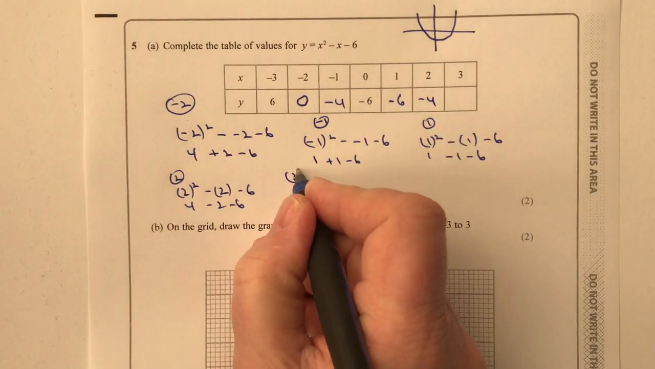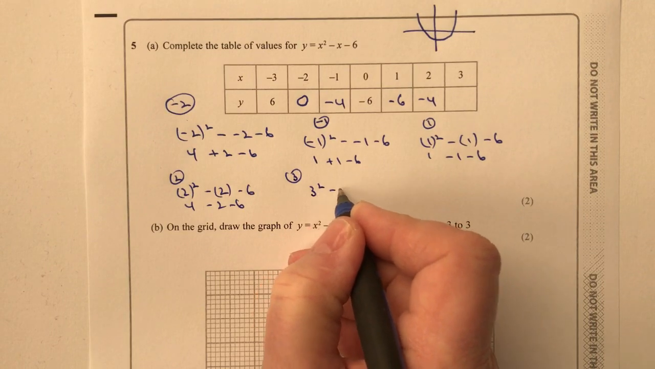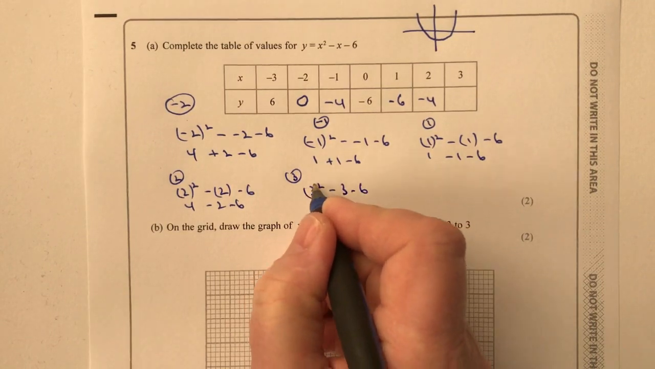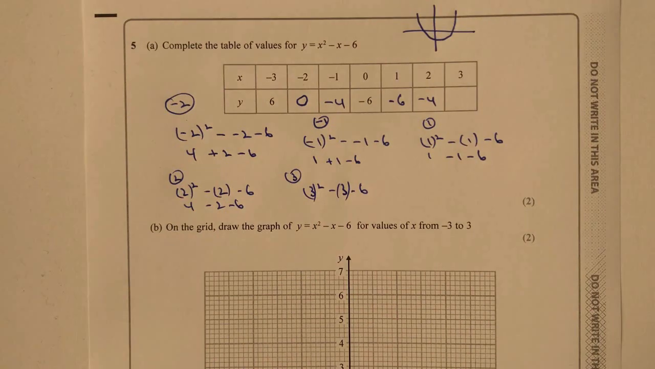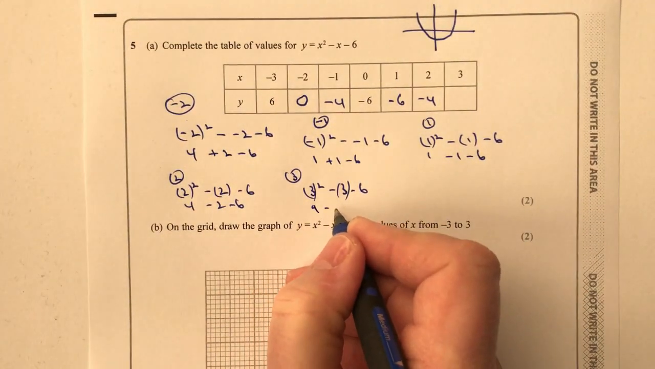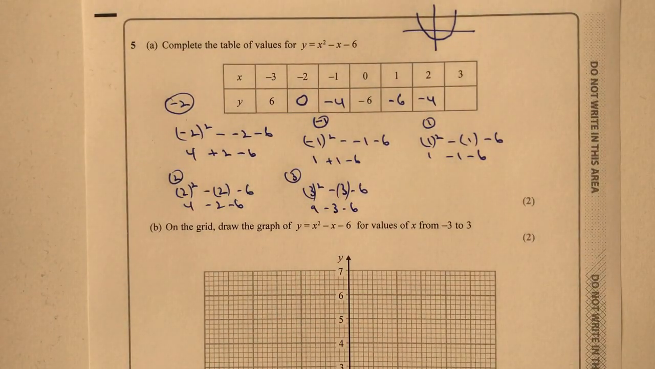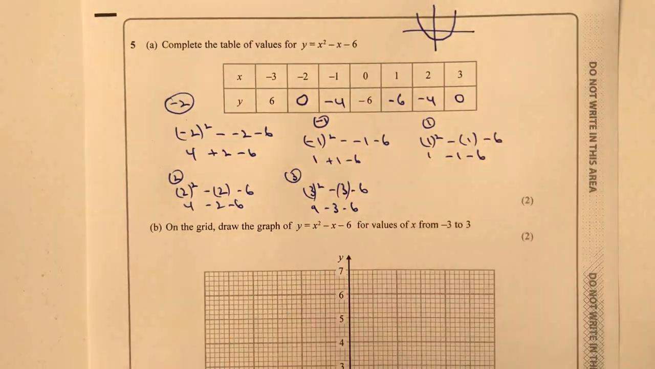And then again, when x is 3, I've got 3 squared minus 3 minus 6. If you like, put those in brackets again. So 3 squared is going to be 9. 9 minus 3 minus 6. Well, 9 minus 3 is going to be 6, and then 6 minus 6 is going to be 0. So we've actually got 0 for this.